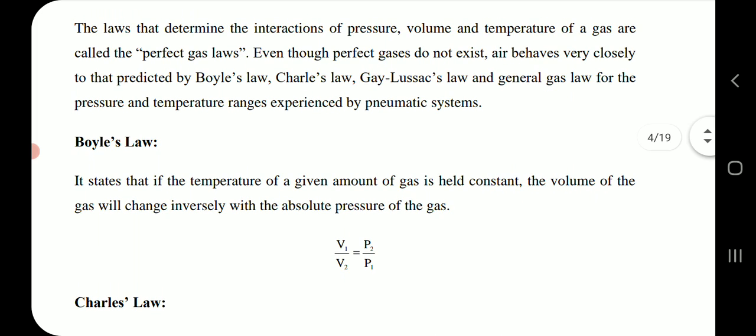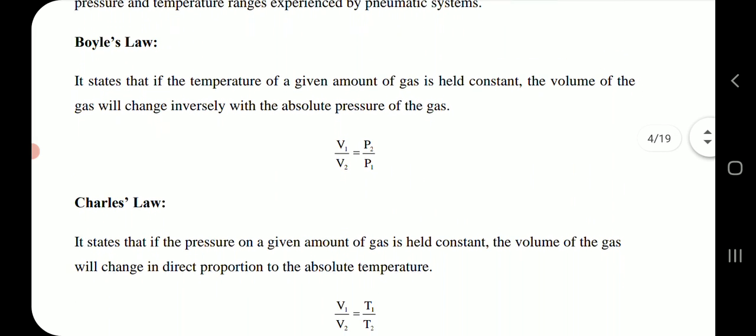Boyle's law states that if the temperature of a given amount of gas is held constant, the volume of the gas will change inversely with the absolute pressure of the gas. V1/V2 = P2/P1.